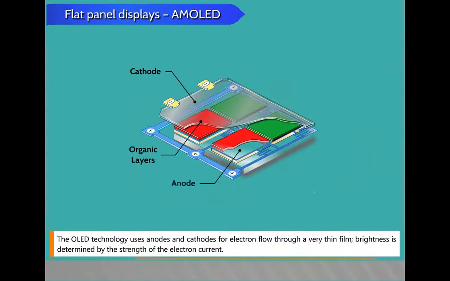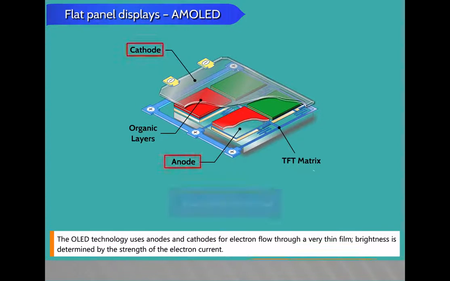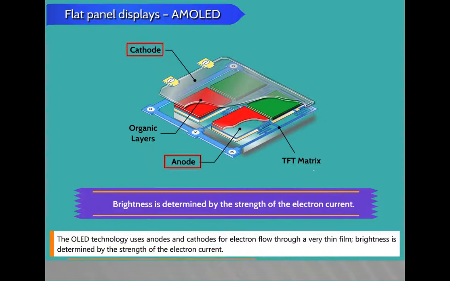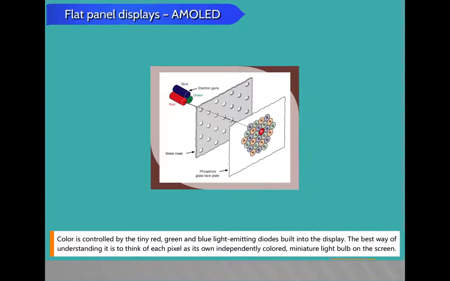The OLED technology uses anodes and cathodes for electron flow through a very thin film. Brightness is determined by the strength of the electron current. Color is controlled by the tiny red, green, and blue light-emitting diodes built into the display. The best way of understanding it is to think of each pixel as its own independently colored miniature light bulb on the screen.